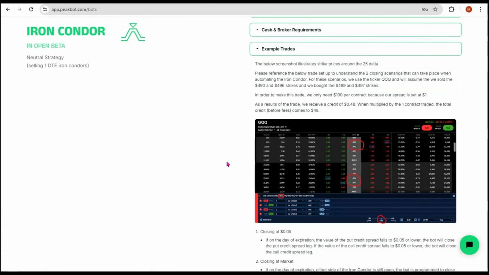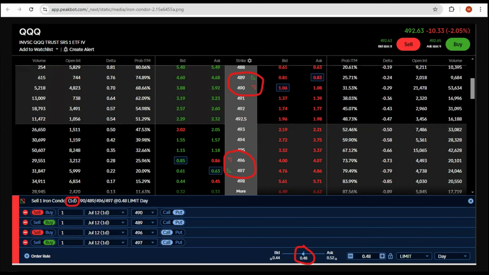And an example of the trade. Okay, so this is a picture from a broker trading site. Basically, we look like that. We're setting up an iron condor, and it says your buy and sell, and your buy and sell: 489, 490, 496, 497. And we'll look over here and see if it shows delta.